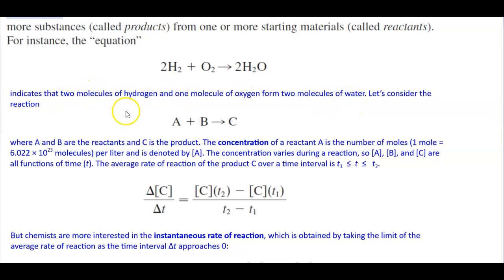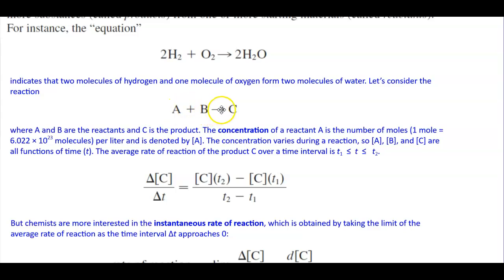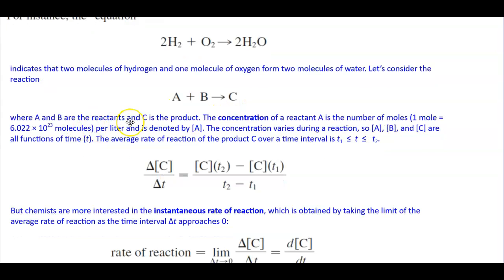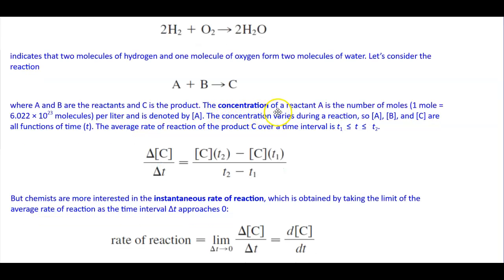Let's consider the reaction A + B gives you C, where A and B are the reactants and C is the product. Now, the concentration of a reactant A is the number of moles, where 1 mole is equal to 6.022 times 10 to the 23 molecules, per liter and is denoted by A with brackets. Now, the concentration varies during a reaction, so [A], [B], and [C] are all functions of time, t.